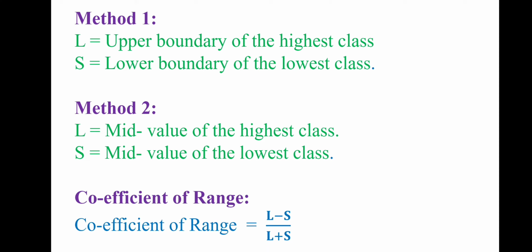I said already, here we are going to study the relative measure as well. Range, L minus S, is called the absolute measure. Coefficient of range is called a relative measure. Coefficient of range equals L minus S divided by L plus S.